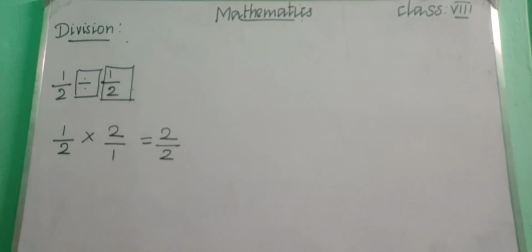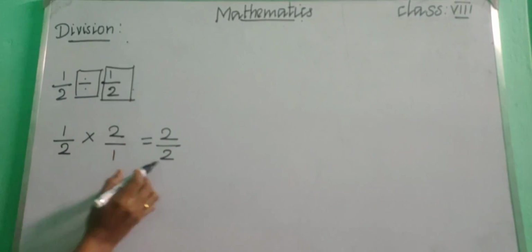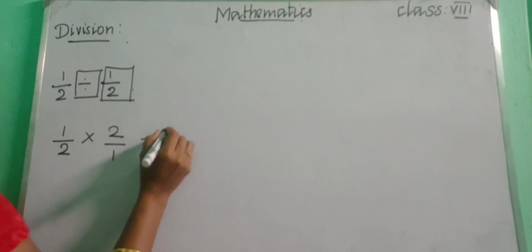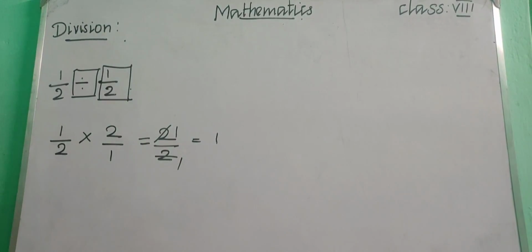Now we can make it into standard form, right? So here in the numerator we have 2 and in the denominator also we have 2. So 2 ones are 2 and again 2 ones are 2. So what is the answer? 1 is the answer. Okay children, very easy, right?